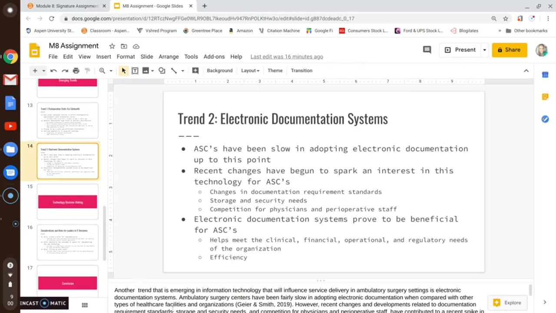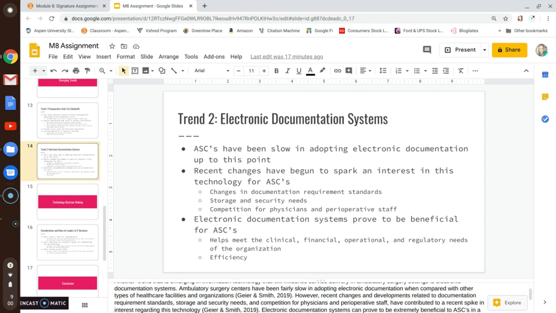Trend 2 is electronic documentation systems. Another trend that is emerging in information technology that will influence service delivery in ambulatory surgery settings is electronic documentation systems. Ambulatory surgery centers have been fairly slow in adopting electronic documentation when compared with other types of healthcare facilities and organizations. However, recent changes and developments related to documentation requirement standards, storage and security needs, and competition for physicians and perioperative staff have contributed to a recent spike in interest regarding this type of technology.